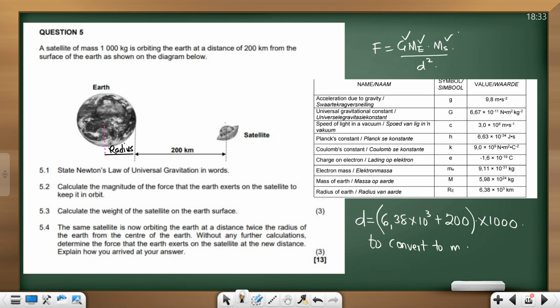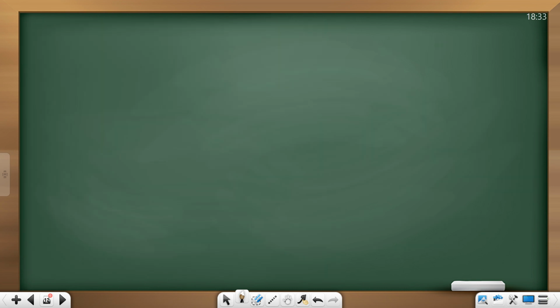Let me quickly show you how to work around that. Please watch this. It's multiple choice. F equals G M1 M2 over R squared. Now, when the distance is doubled, let's see what happens. When distance is doubled, this is how we deal with it. F new, because it will then change.